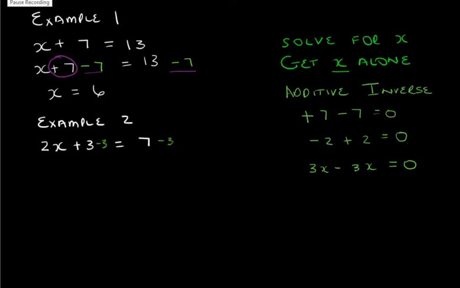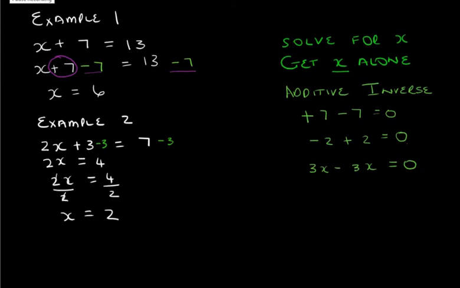The additive inverse of positive 3 is negative 3, but the rule comes into play. What I do on the left-hand side, I must do on the right-hand side. So if I subtract 3 on the left-hand side, I must subtract 3 on the right-hand side as well. That leaves me with 2x is equal to 4. Now in order to solve for x, we need to divide by the number in front of the x, which in this case is 2. But again, what we do on the left-hand side, we must do on the right-hand side.